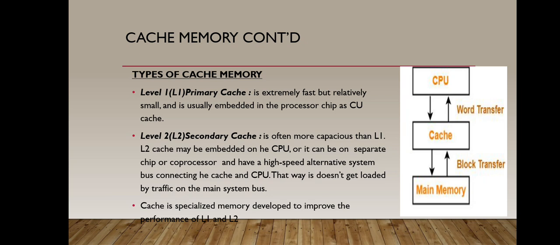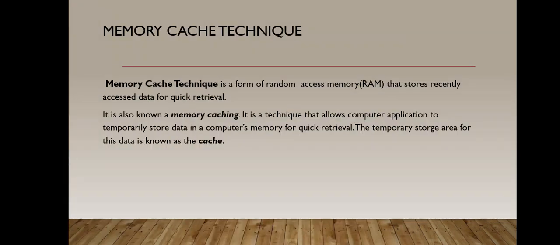The level 2 cache may be embedded on the CPU, or it can be on a separate chip or coprocessor, and it has a high speed alternative system bus connecting the cache and the CPU. That's why it doesn't get loaded by traffic on the main system bus. Now the last level, the level 3 cache, is a specialized memory developed to improve the performance of level 1 and level 2.